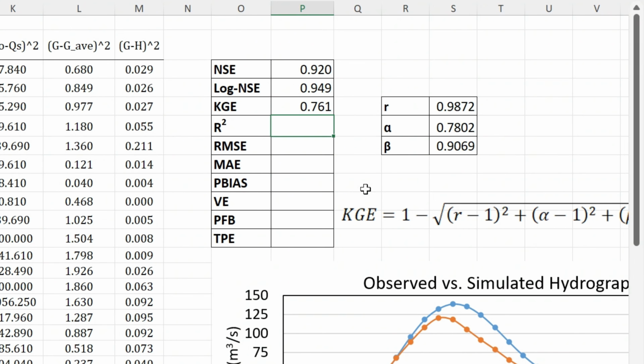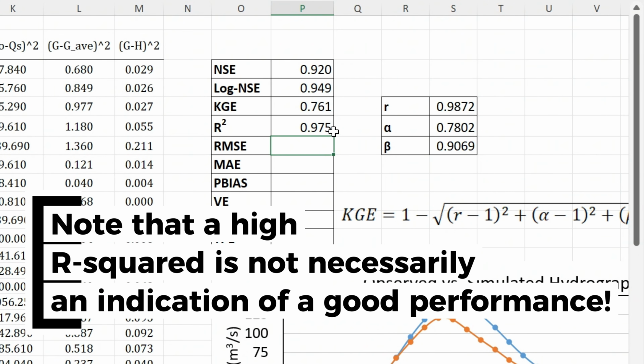So then we move to R square. That will be simple. R square is basically the R value with power of 2. So that also gives a very high number, but we know that that's not true. That's not really the case here.